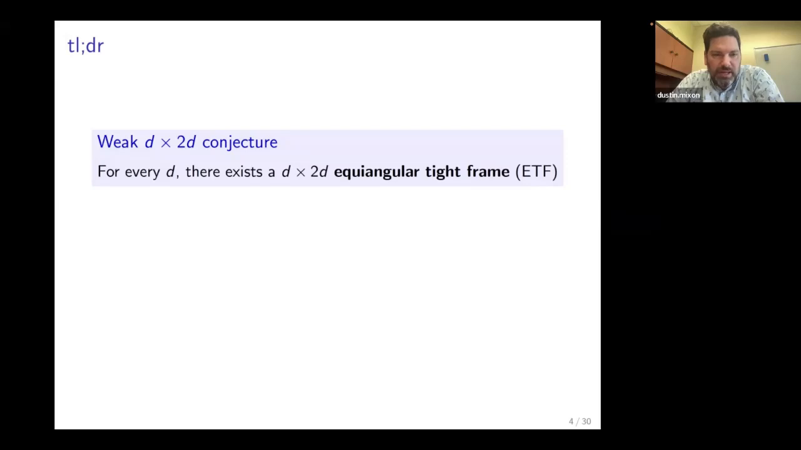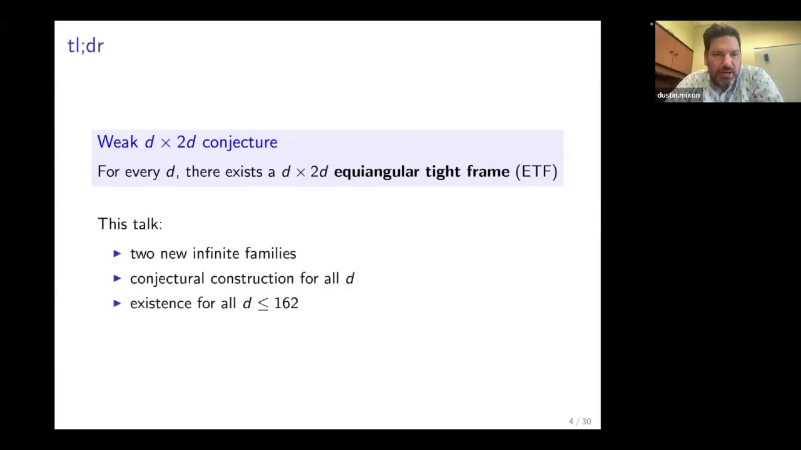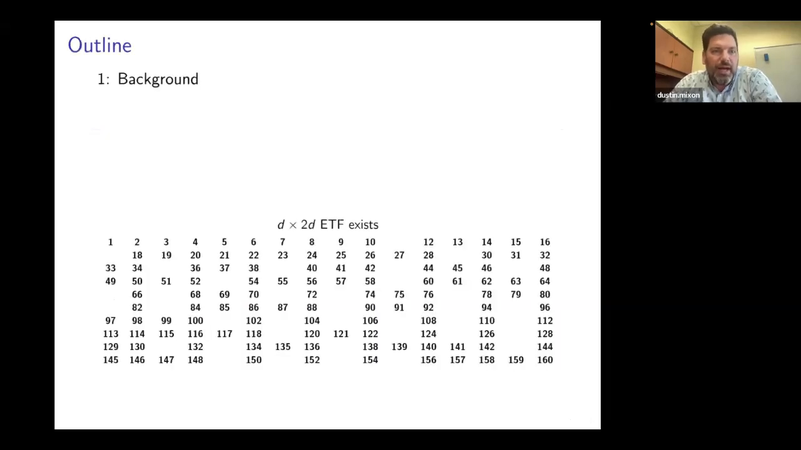Bottom line, we're going to be talking about this conjecture. We're going to show you a couple of infinite families of these equiangular tight frames. This is partial progress towards the D by 2D conjecture. And we're going to show you a conjectural construction for all dimensions, and we'll actually prove that these constructions work for the first 162 dimensions. So here we go.